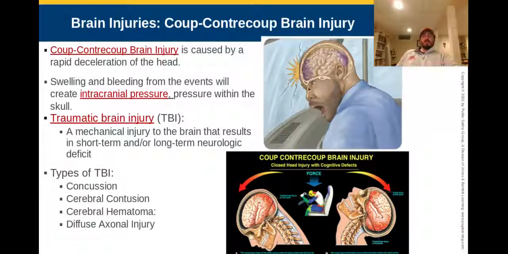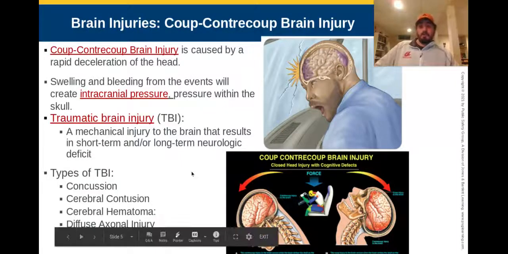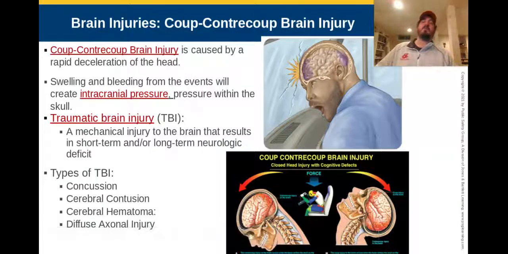But what do these brain injuries lead to, or what's the big category? Maybe you've heard of it, a TBI, a traumatic brain injury. So a mechanical injury to the brain that results in short and or long-term neurological deficit, okay? So TBI is a big category. It doesn't always mean a most serious thing. It could be as mild as a mild concussion, which we'll talk about. So I listed 4 here. We're going to talk about a couple. There are many, many different types and specifics of TBIs, but basically any injury that's caused to the brain from trauma.